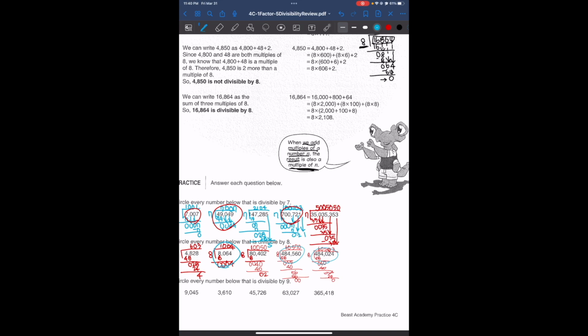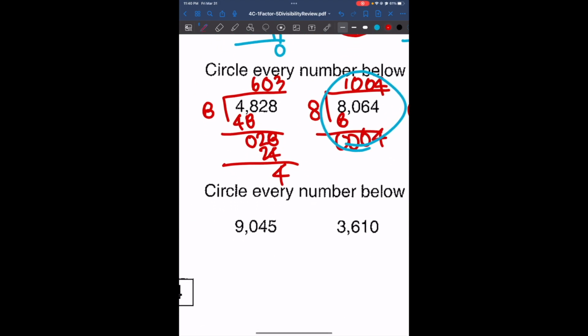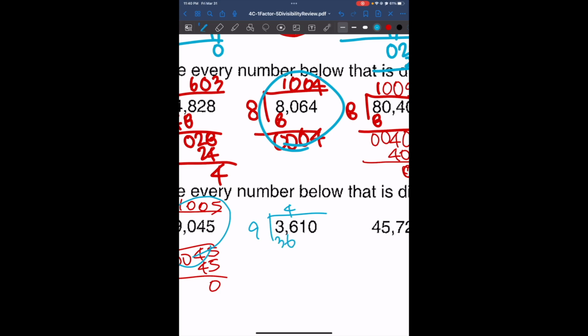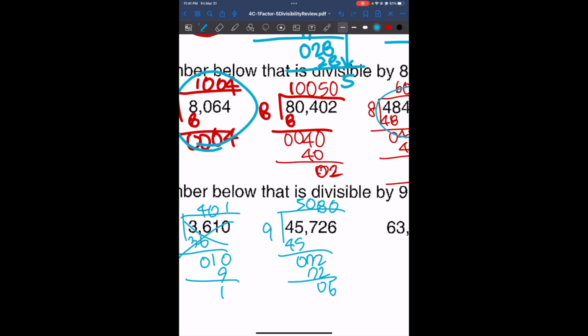Now we're going to look at problem 43. So it says circle every number below that is divisible by 9. So again, we're going to do the same thing. This one is divisible by 9. We have a remainder of 1, so it's not divisible by 9. This is not divisible by 9 because we have a remainder of 6. Right, so it's not divisible by 9.